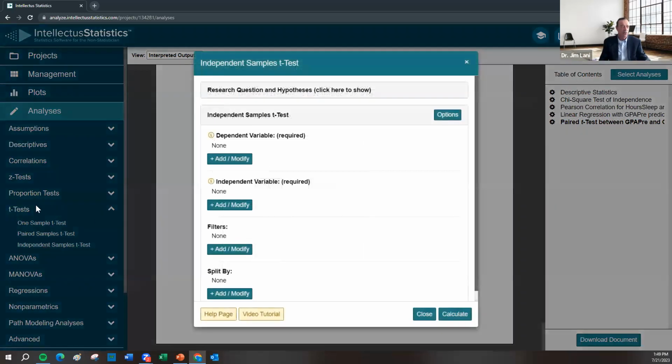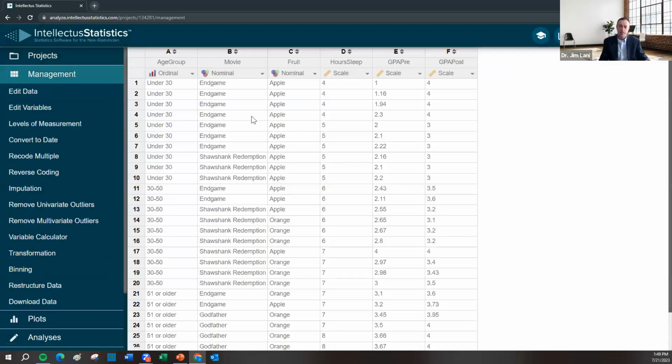Okay, I want to go to an independent sample t-test. An independent sample t-test is examining the question: are there differences on some scale variable by some independent variable? I think here we have it by fruit. So, sleep by fruit. Are there differences in hours slept by the fruit that I'm eating before I go to bed? And maybe based on that sugar, I'm not sleeping as much.